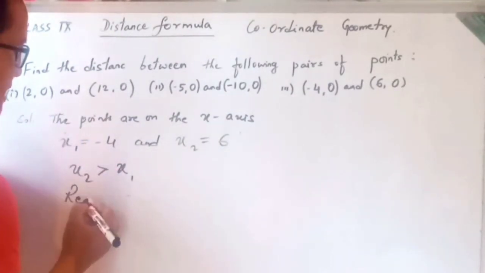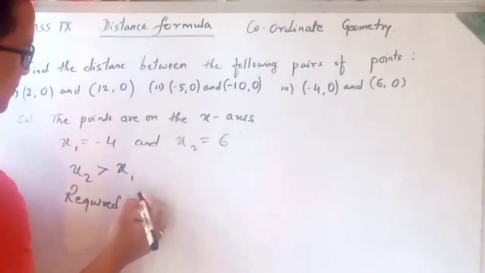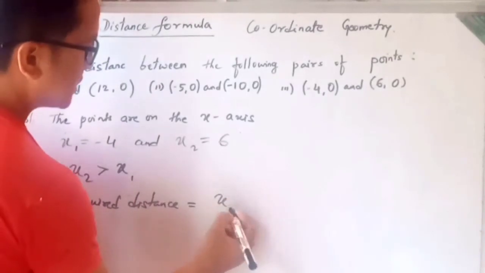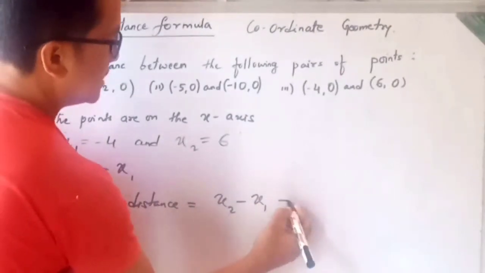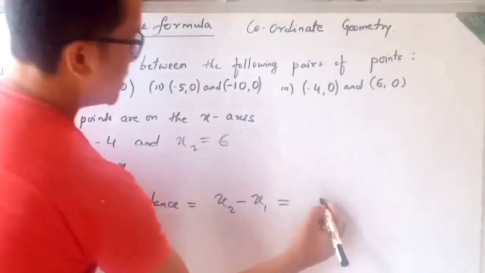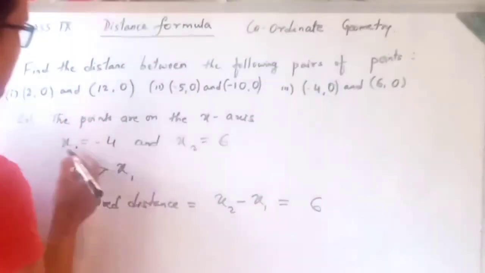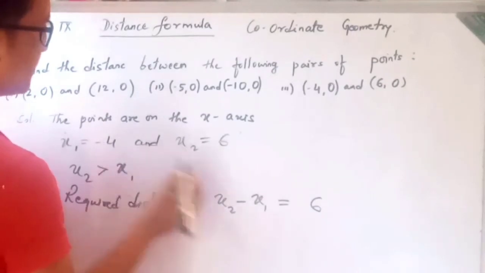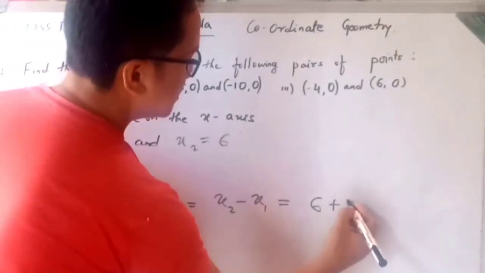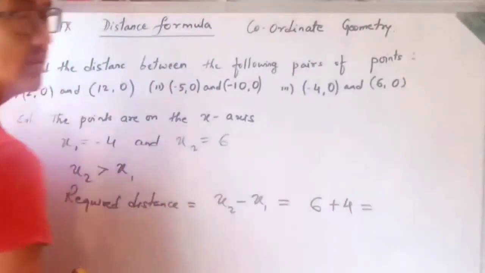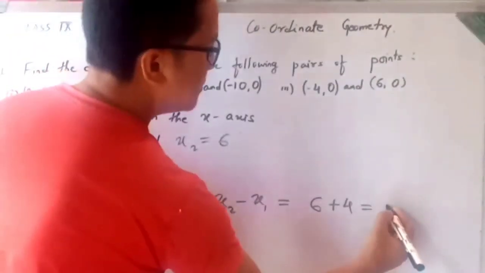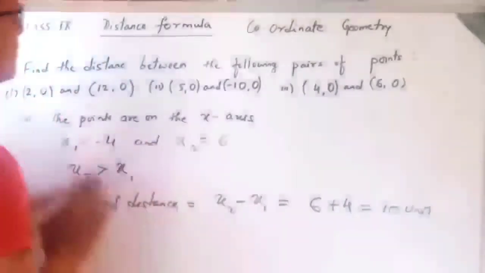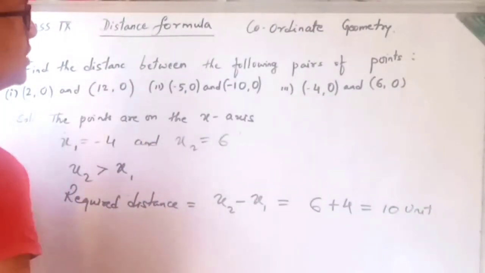So we can write: required distance equals x2 minus x1, and it will be equal to, your x2 is 6 and x1 is -4. So when you subtract -4, we have to write minus minus, which is plus 4. So the numbers are 6 and 4. When you add them, we get 10 units. In this way, this type of question can be solved.